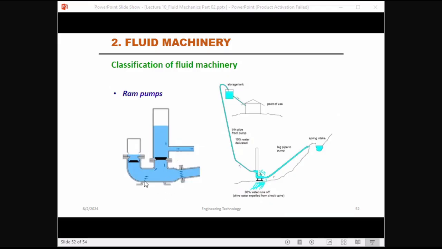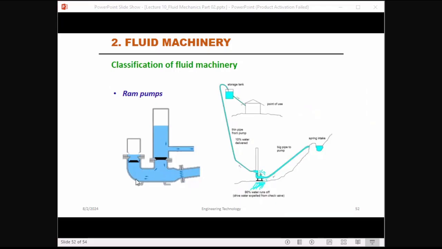This pump utilizes the energy of a flowing stream of water to pump a small volume of water to a high elevation. The flow of water into the pump causes the ram or piston to move, creating a pressure such that it forces some of the water to be lifted through a discharge pipe.